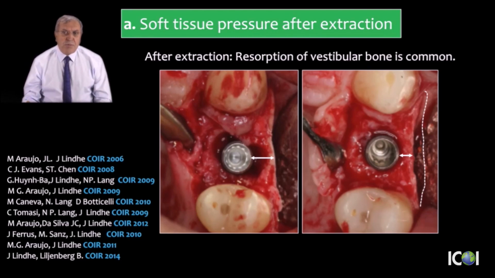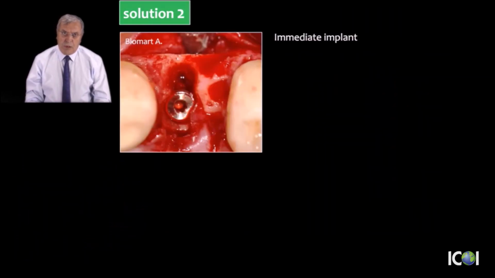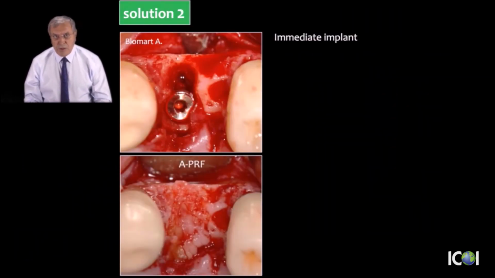The theory was because the socket is empty. No, this is not the origin. The origin is because we try to close the gum after extraction, and then the gum presses the bone. I want to show you a simple case.